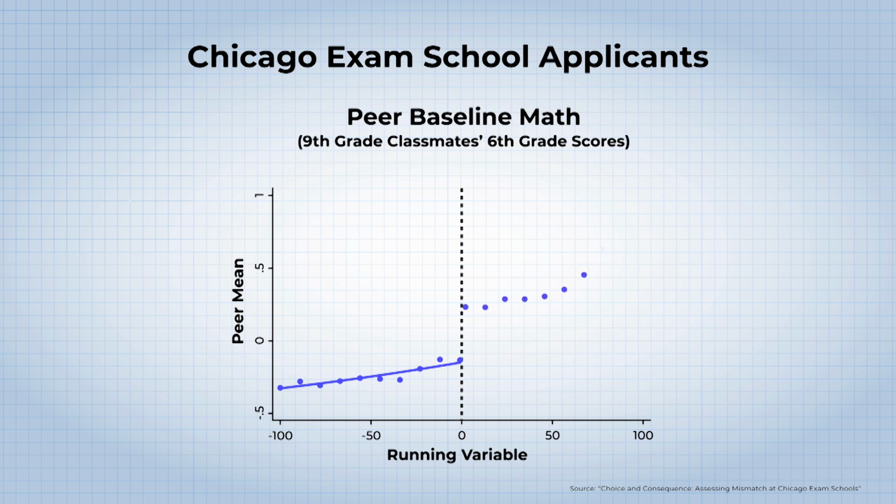This figure plots peer mean achievement, that is, the 6th grade test scores of my 9th grade classmates, against the admissions tiebreaker for a subset of applicants to any one of Chicago's 9 exam schools. Applicants to these schools rank up to 6, while the exam schools prioritize their applicants using a common composite index formed from an admissions test, GPAs, and grade 7 standardized scores.